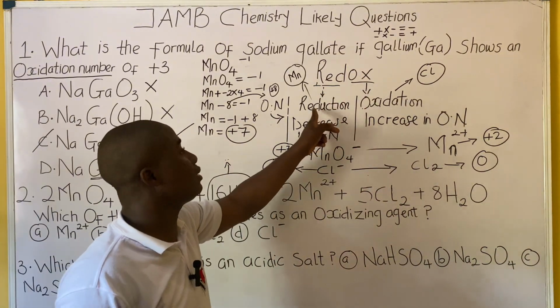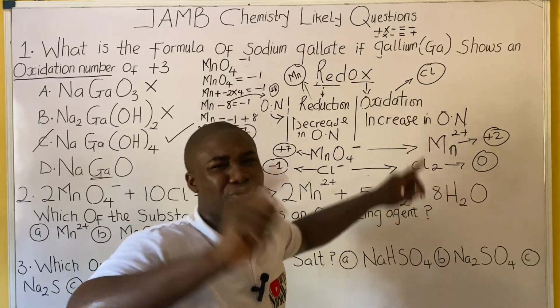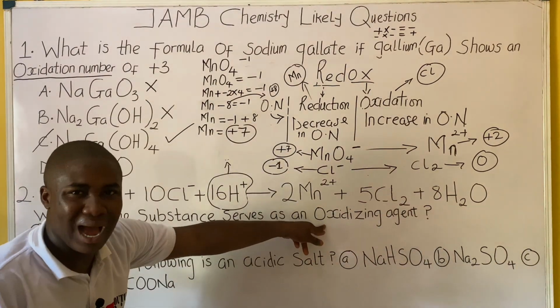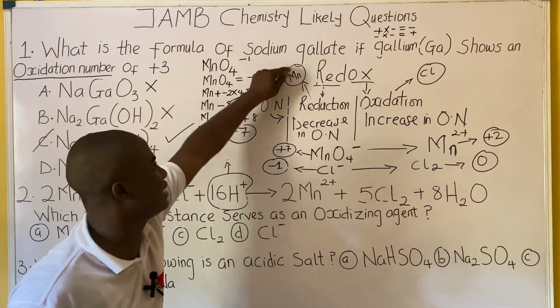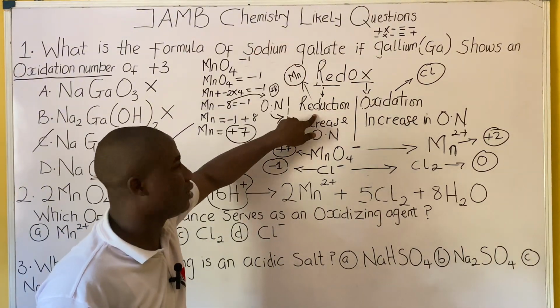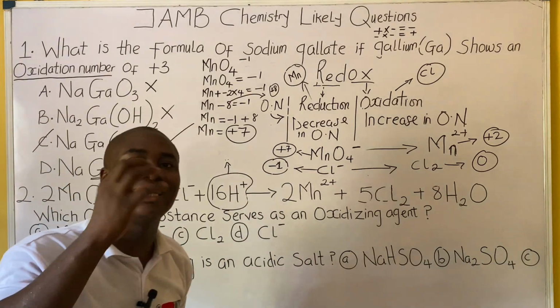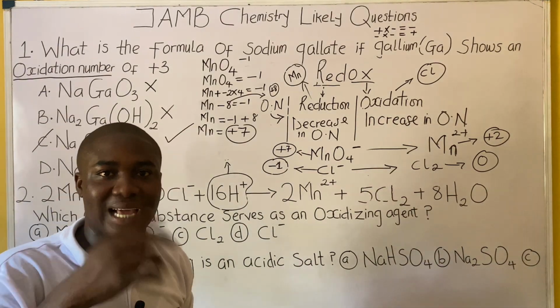And I told you the ones that undergo reduction are the oxidizing agent, whereby the ones that undergo oxidation are the reducing agent. So the oxidizing agent is what they're asking us. Which one is the oxidizing agent? It undergoes reduction, so this is the oxidizing agent because it undergoes reduction. So look for the option that has Mn in it, and that should be your answer.